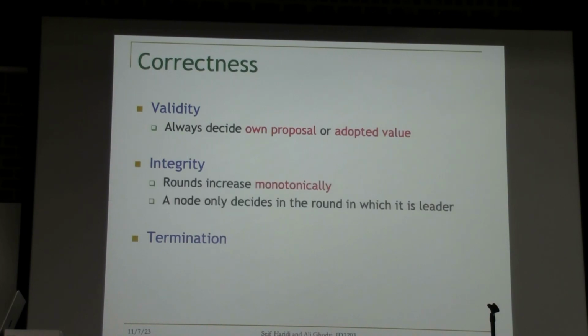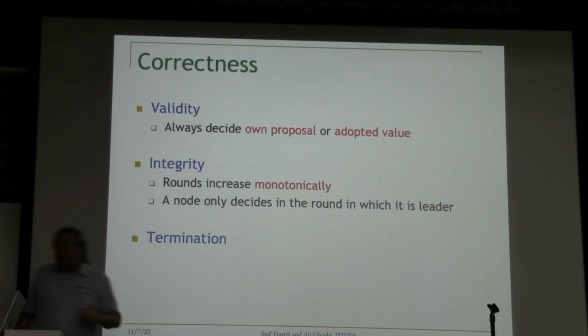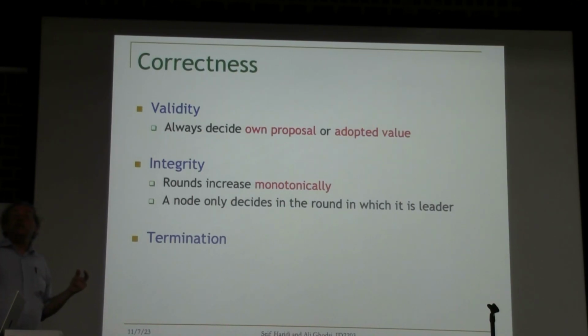What about integrity? Integrity means you only decide at most once. Well, we can prove that too. The rounds are increasing, 1, 2, 3, up to n. And I am only allowed to decide in the round in which I am the leader. So node 3 can only decide in round 3, nowhere else. So that guarantees that node 3 will only decide at most once. So that's fine. Integrity is good.